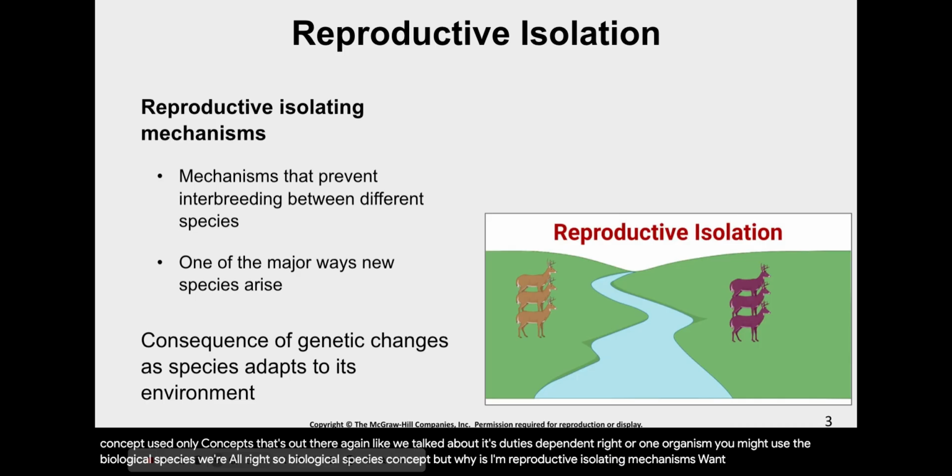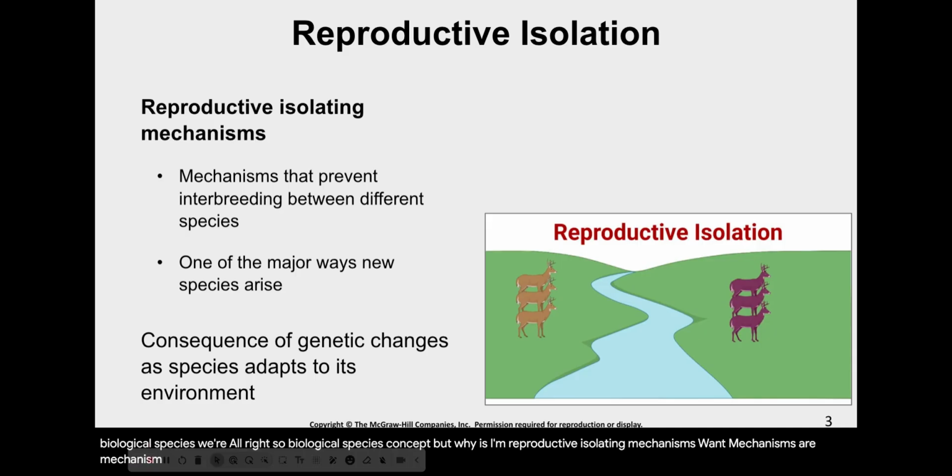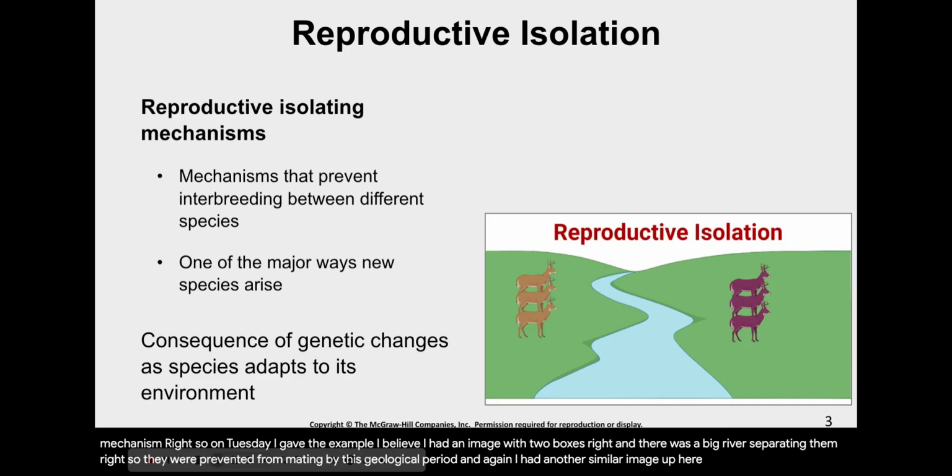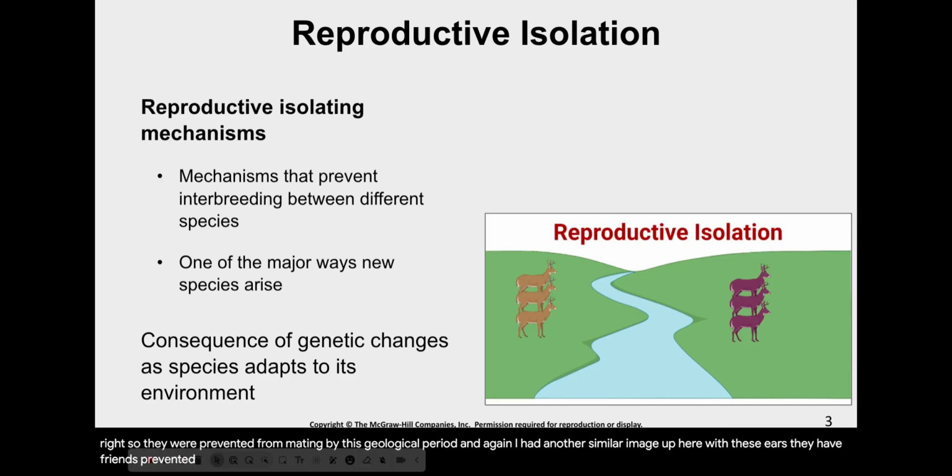As a reminder, reproductive isolating mechanisms are mechanisms that prevent individuals of different species from reproducing with one another. On Tuesday I gave the example, I believe I had an image with two foxes, and there was a big river separating them, so they were prevented from mating by this geological barrier. And I have another similar image up here with these deer. They have been prevented from mating with one another because there's a physical river separating them that they theoretically cannot cross. So this is one of the most major ways that new species will arise.